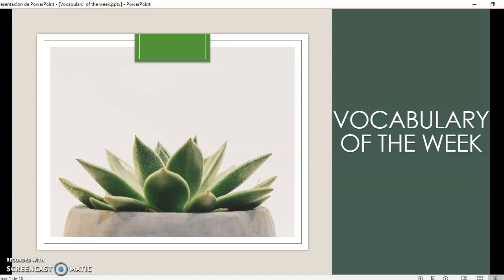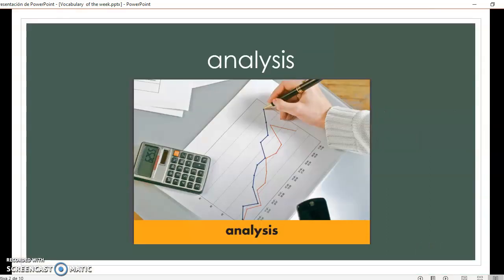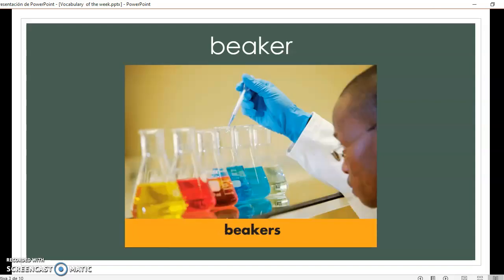Okay, the first word is analysis. Analysis is a word that sounds more or less the same in Spanish and in English. It's when you read information and then you present it maybe with a graphic or with numbers. That's the analysis. You analyze it. You read, you interpret.